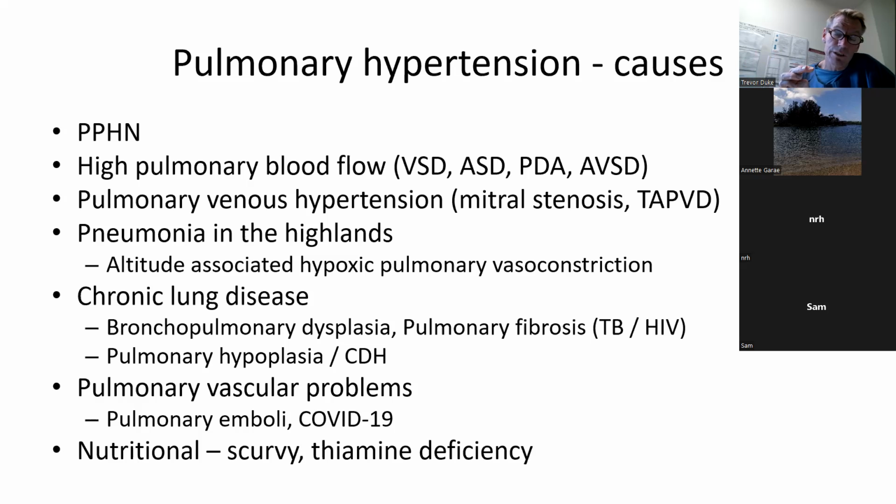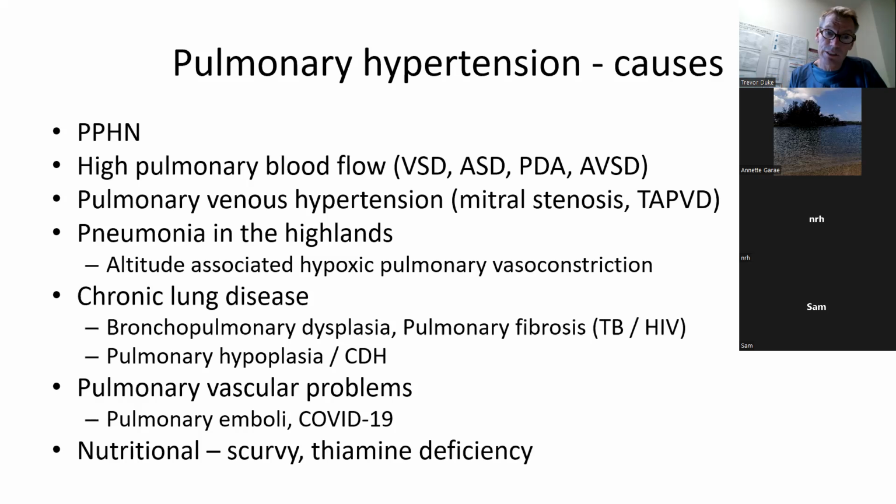And you can sometimes make that distinction on what the X-ray looks like. And whenever you've got a child who has pulmonary hypertension, you want to make sure that they don't have obstructed pulmonary veins. So that's where an echo comes in, to look at the pulmonary veins and make sure they're not obstructed. Pulmonary hypertension is quite common in the highlands, and it's common in children who have severe pneumonia, and they may have no other cardiac problem.